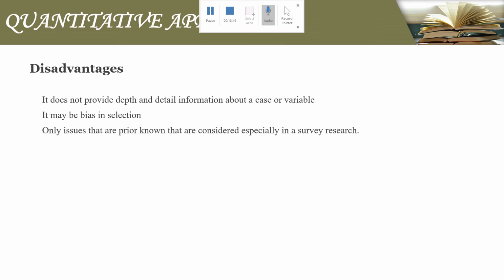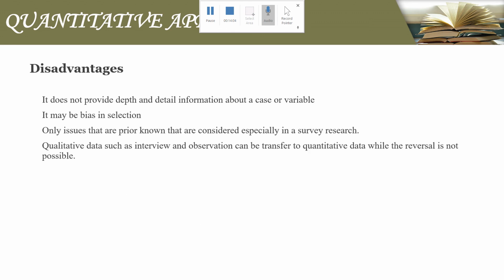Only issues that are prior known that can be considered, especially in a survey research. Here, the researcher has to have full knowledge about what is happening, or the person can expect what will happen at the end of the research before you can conduct. Qualitative data such as interview and observational guide can be transferred to quantitative data, while the reversal is not possible. That you cannot collect data in numeric or quantitative variable and turn them into qualitative. It can be time consuming. This is in a case whereby the sample size is large.